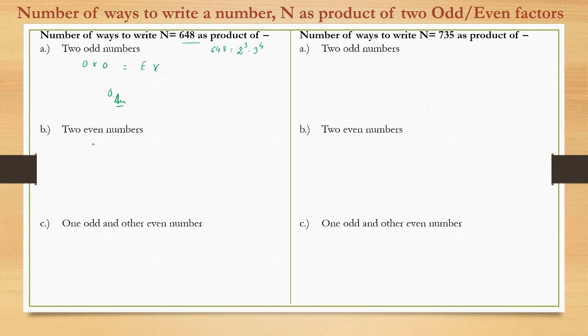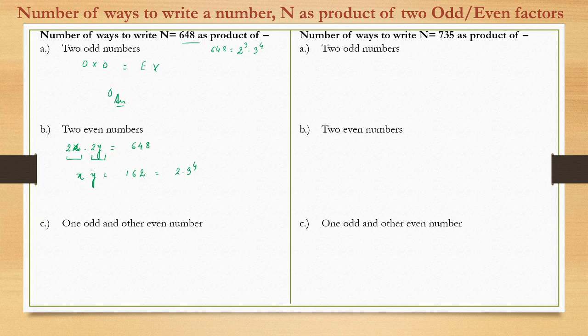Now two even numbers. Let's see. So let the numbers be 2x into 2y. So 2x is one factor and 2y is another even factor, and they multiply to give 648. So now this becomes xy equals 162. We need to factorize 162. This will be 2 into 81. So 2 into 3 raised to power 4.